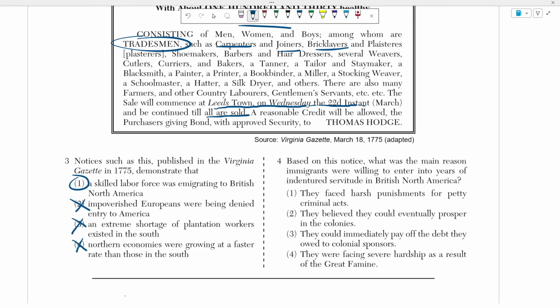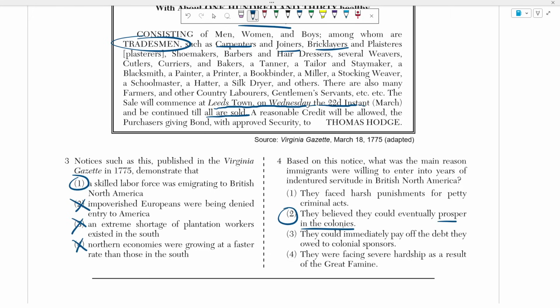Number 4 says, based on this notice, what were the main reasons that immigrants were willing to enter into years of indentured servitude in British North America? So like I said before, you had all these poor Europeans who got sick of living in Europe and wanted to come over to America. They couldn't afford going over to America, but people who were currently living in America who wanted their labor were willing to pay for their voyage, and in return, those indentured servants would work for that family for a decade, maybe 15 years, 5 years, for a set contract, and at the end of their work, they would be awarded freedom and land. So the whole reason behind this is that they believed they could eventually prosper in the colonies.